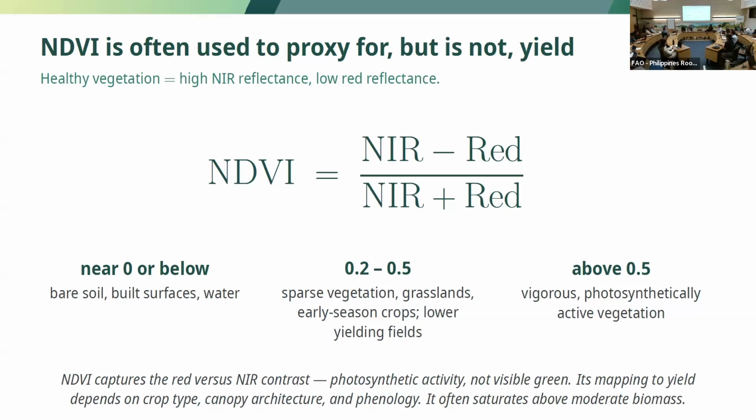And really importantly, and I appreciate some of the papers where people have tried to take yield data where it's available and map it against NDVI, its mapping to yield depends on a wide variety of factors. It can depend on crop type, canopy architecture, the phenology or the seasonal variation that you have. And the other thing that we tend to see is it often saturates above moderate biomass, and that gives rise to all of these other types of vegetation indices that are trying to account for some of the limitations of NDVI. So, as a reviewer, when I've been looking at papers, I do have this question of, again, how do we map the correspondence between NDVI and what's happening on the ground?